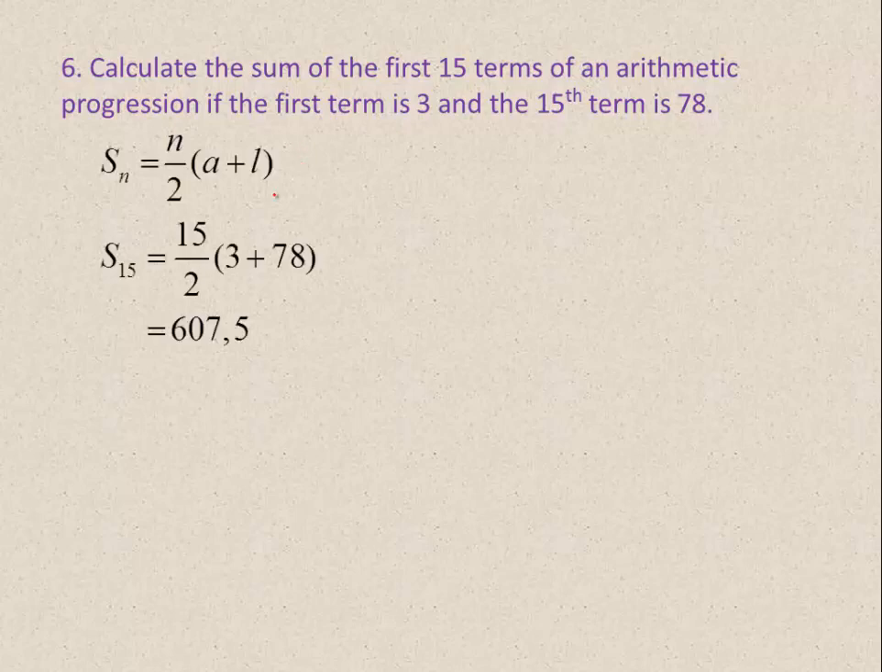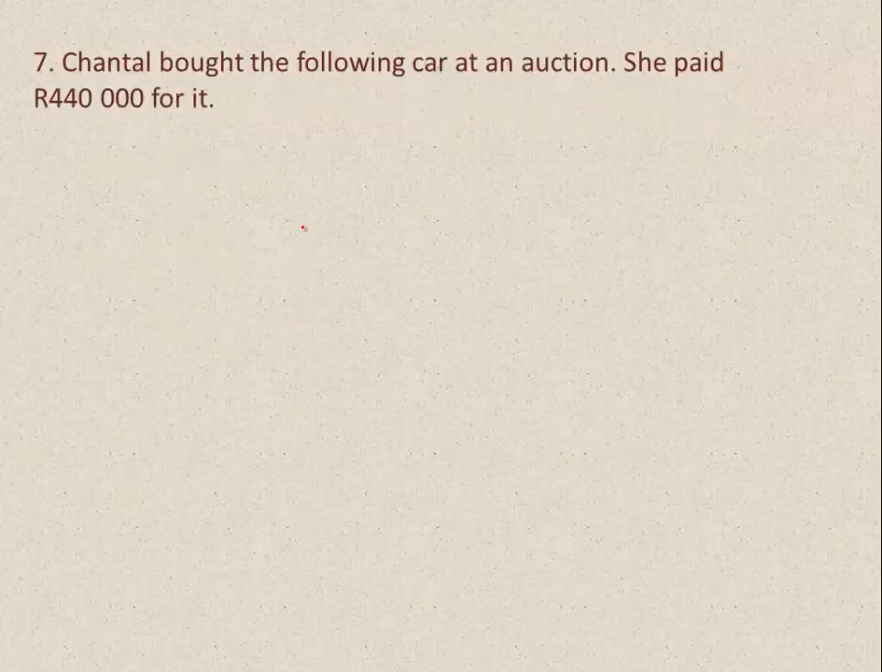Question number 6. Now this is more of an exam type, right? It says, calculate the sum of the first 15 terms of the sequence. You're calculating S15, if the first term is 3 and the 15th term is 78. Now in this case, I'm only working to 15 terms, so this becomes my last term. Very, very similar to the example that I had done with you.